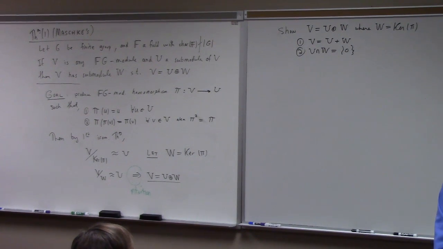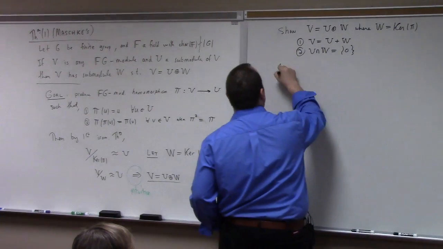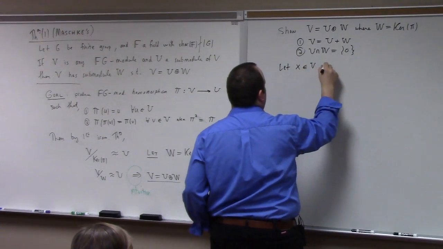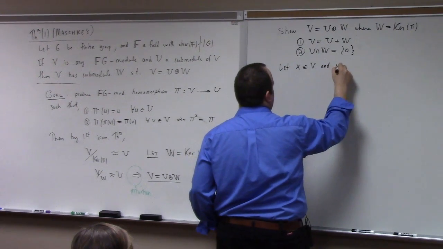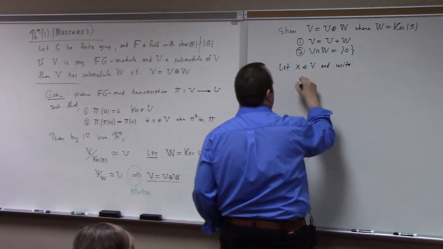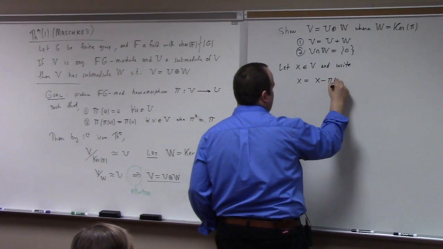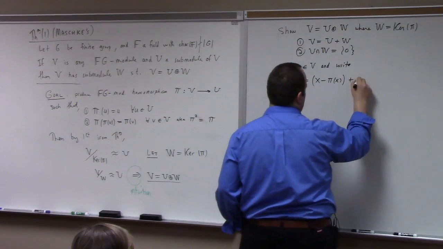He does the intersection first, actually. Okay, fine. Let X be an element of V. What do you do here if you have nothing else to do? X is equal to X minus pi X plus pi X.